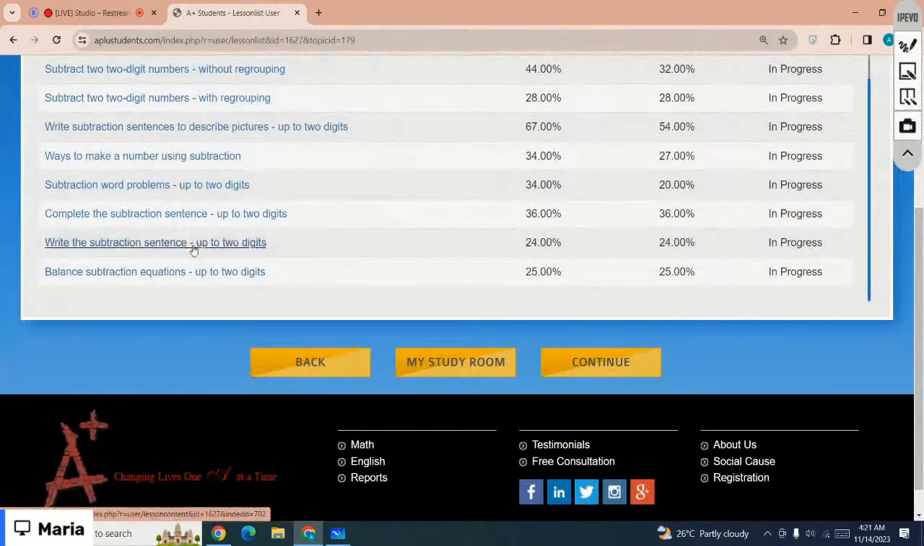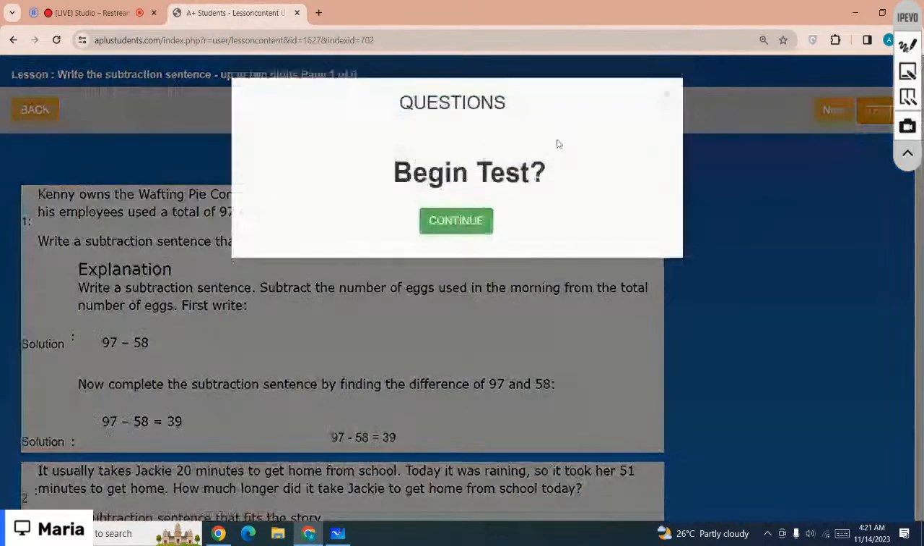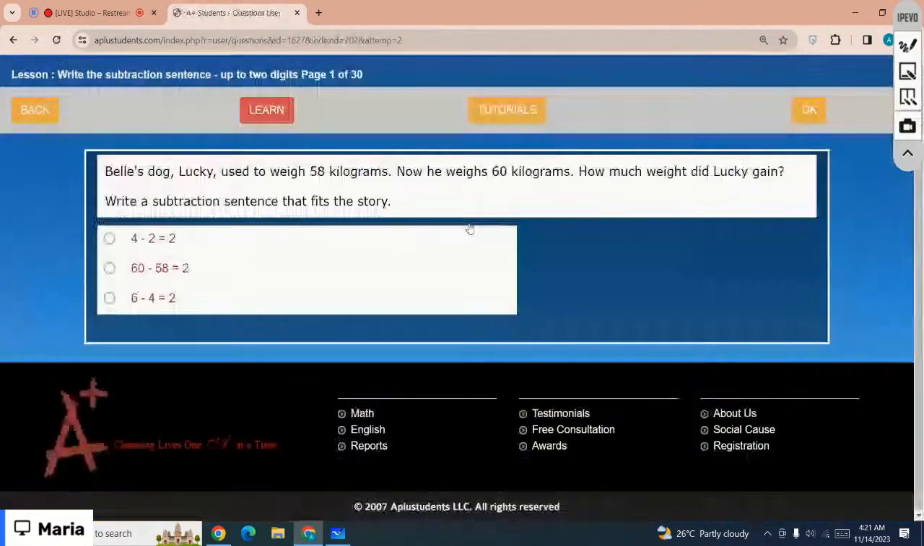Write the subtraction sentences up to two digits. Okay, so you are given word problems. You just have to read, understand, and write the subtraction sentences, right? Okay, so let's just start with the first example.